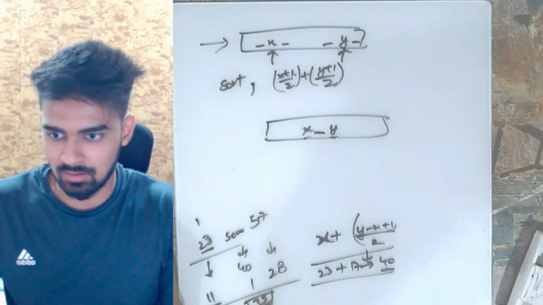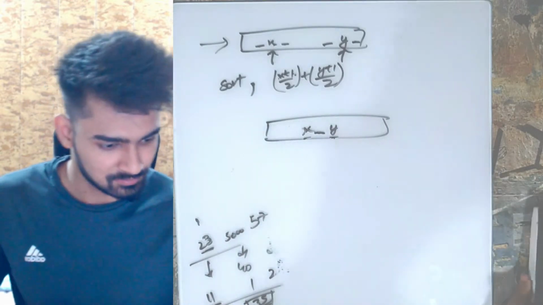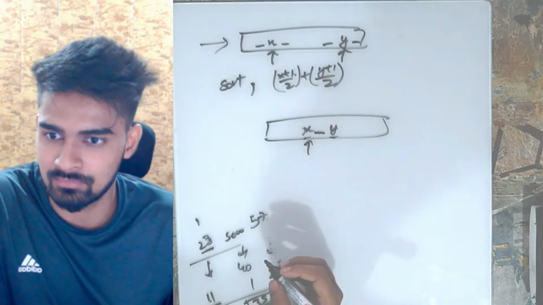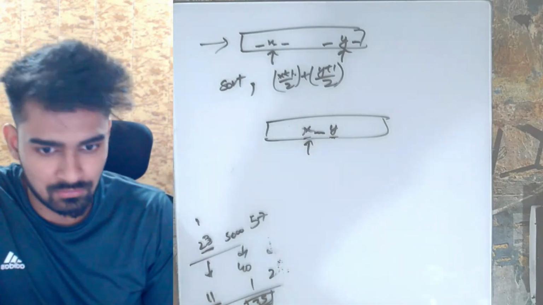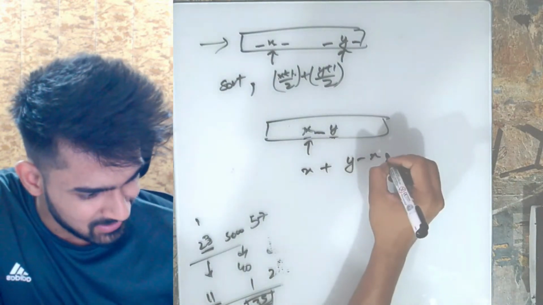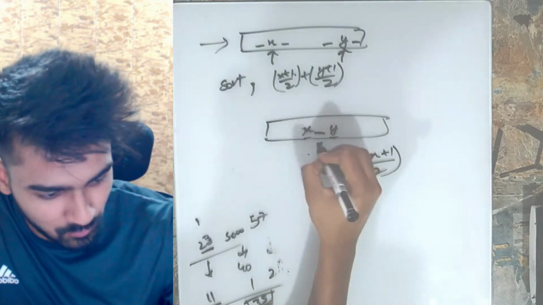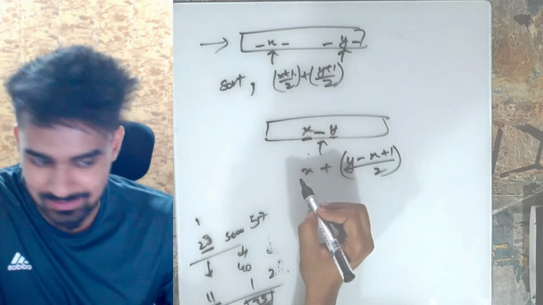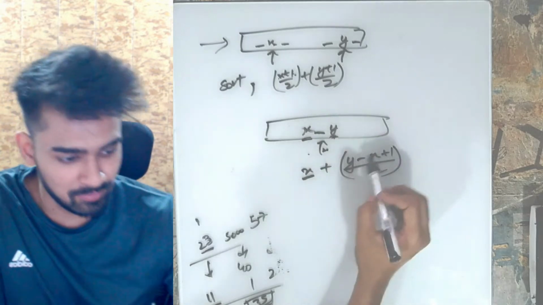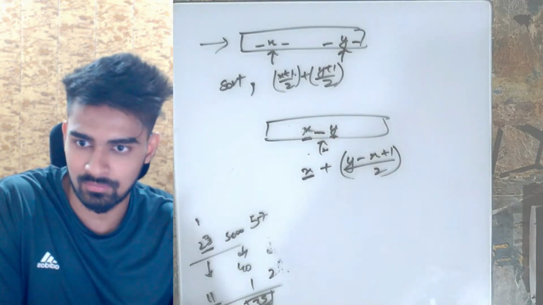So basically, this is the logic: x plus (y minus x plus 1) by 2. The reason is that we first make all the blows for this x. We first make all the blows for the center one. This gets reduced by x times, so x blows for this one. Then this is also reduced by x, so we make (y minus x plus 1) by 2. That's it.